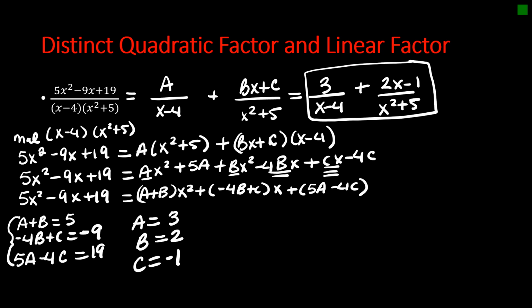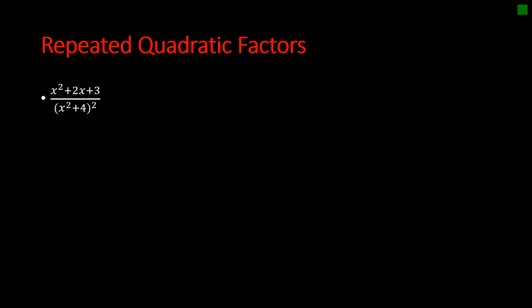Let's look at another one. This is a situation where we have repeated quadratic factors. It's repeated because of this 2 here, and it's quadratic because of the 2 there. So this is in its simplest form. We're going to have x squared plus 4 to the first power, and then we're going to have (x squared plus 4) squared.